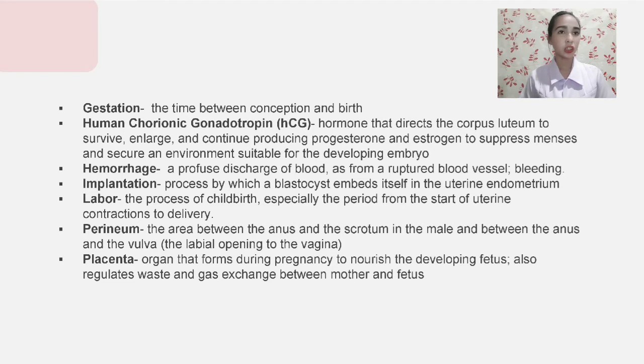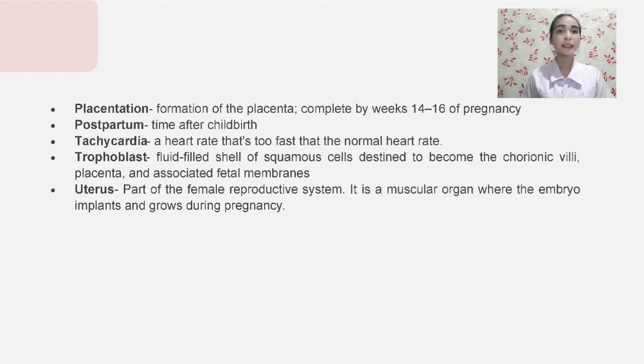Hemorrhage. A profuse discharge of blood as from a ruptured blood vessel, also called bleeding. Implantation. It is the process by which a blastocyst embeds itself in the uterine endometrium. Labor. The process of childbirth, especially the period from the start of uterine contractions to delivery. Perineum. The area between the anus and the scrotum in the male and between the anus and the vulva in the female. Placenta. The organ that forms during pregnancy to nourish the developing fetus. It also regulates waste and gas exchange between the mother and fetus. Placentation. It is the formation of the placenta. It is complete by weeks 14 to 16 of pregnancy.